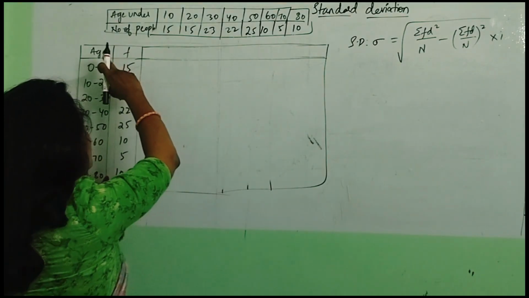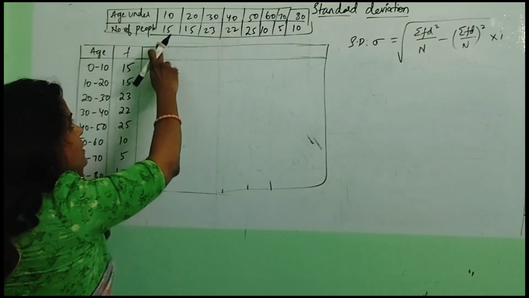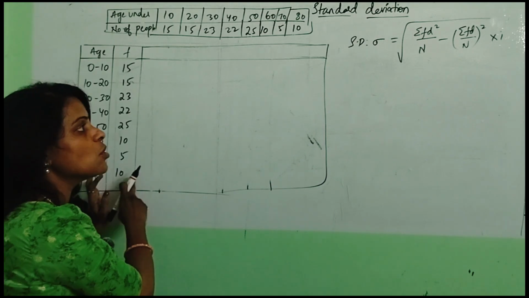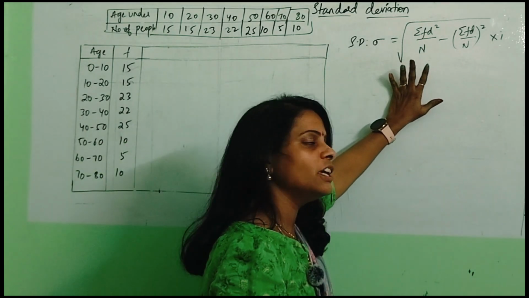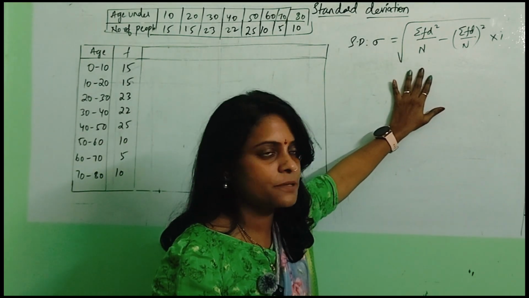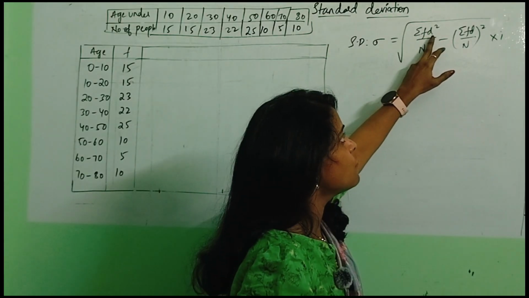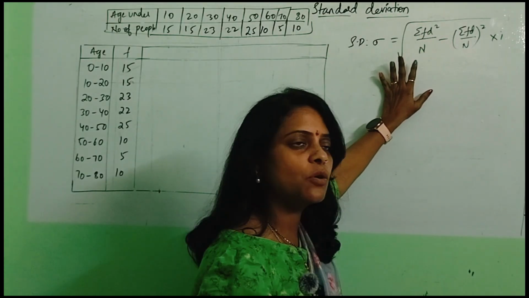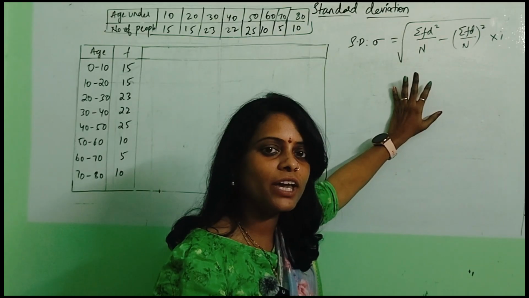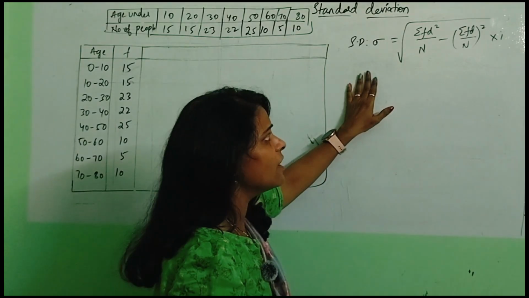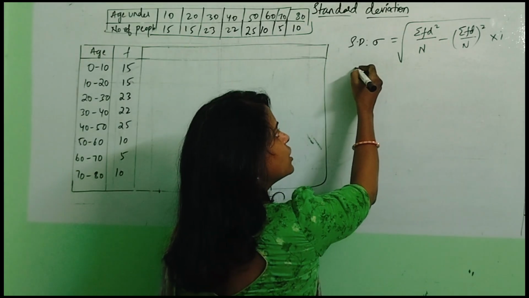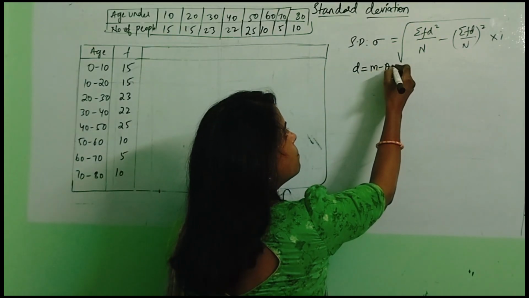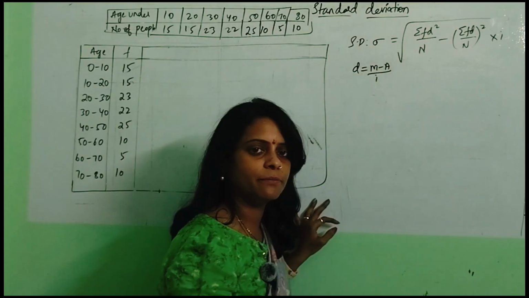So we have written all the values here, then the frequency values also. See the formula, you will know what to find out. So what to find out here? We need to find out first D, then FD, then FD square. So first we need to find out D. What is D? D equals M minus A by I.